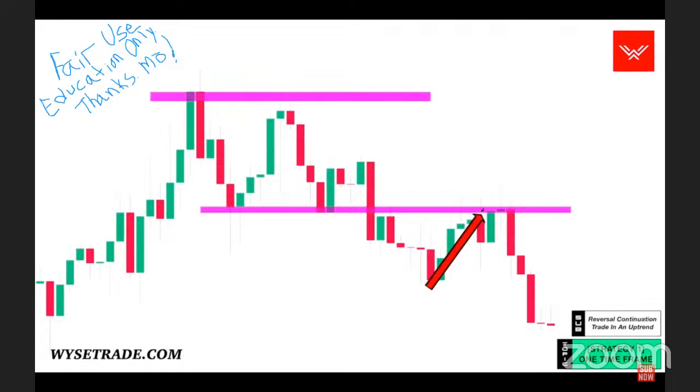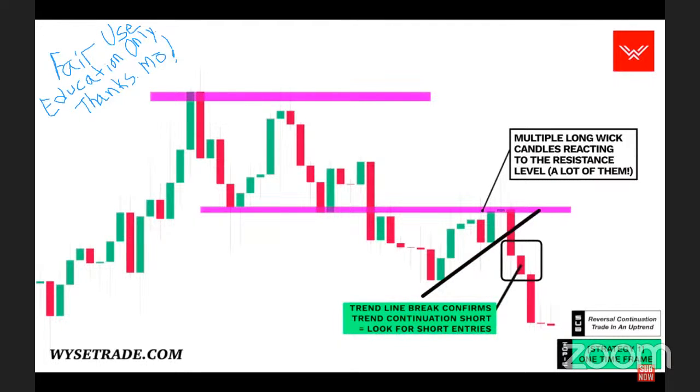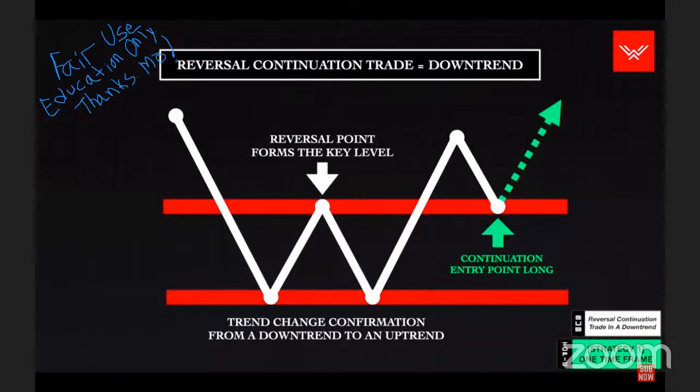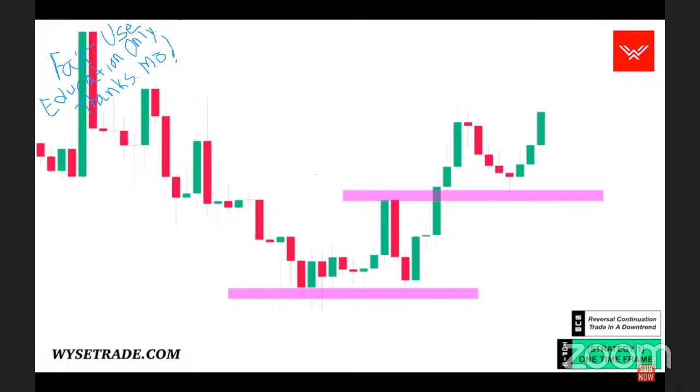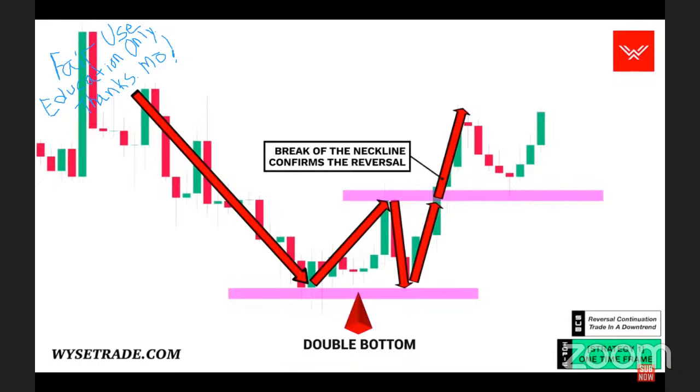Now as price pulled back, you had multiple long wick candles react to the new level of resistance that formed. Trend line placed below like this, and once you had your break, the reversal is confirmed and you would then take a trade entry short. Now going in the opposite direction, a reversal continuation trade in a downtrend. Here's the anatomy of the variation. Now on the charts, you first had your moving downtrend before a double bottom formed, followed by a break of the neckline, confirming the reversal from a downtrend to an uptrend.